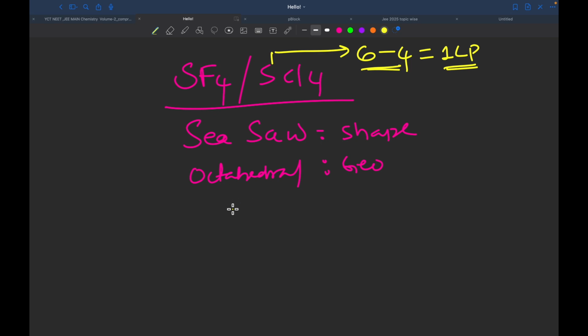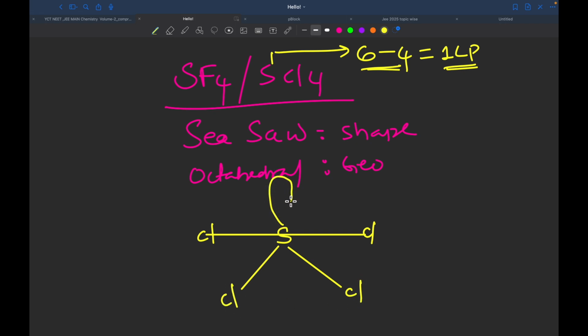So the seesaw geometry would be, you have sulfur connected at the center. Here sulfur will sit, here one chlorine, here one chlorine. So on this side one chlorine, and here one more chlorine. So here is the chlorine, here is the chlorine, and here is the lone pair. Lone pair is present here.